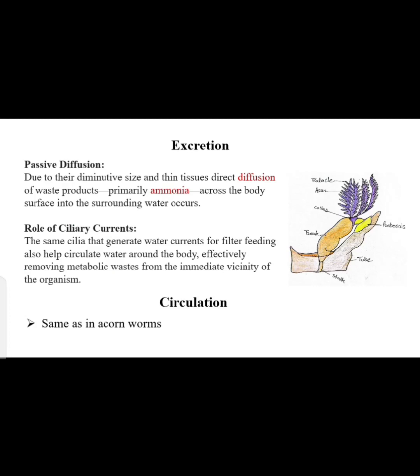Excretion. The metabolic waste of pterobranchs is primarily ammonia. Due to the small size of the animal and thin tissues, direct diffusion of waste products across the body surface into the water occurs very easily. The same cilia that generate water currents for filter feeding also help circulate water around the body, effectively removing metabolic waste from the immediate vicinity of the organism. Circulation is the same as in an acorn worm.